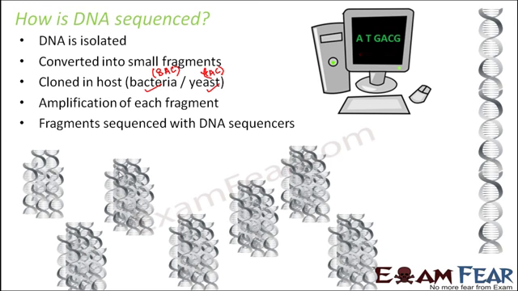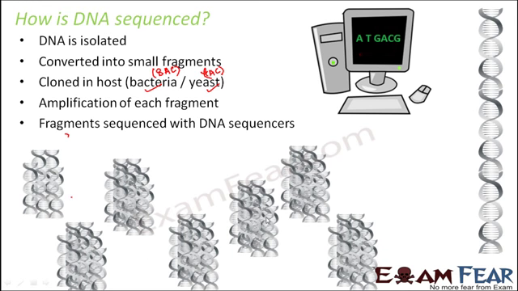A mixture of all these bases is prepared with some specific color for each base. Like if it is A, it has to be green. If it is G, it has to be pink. If it is T, it has to be red. That way one color is assigned to each of the bases, and then a mixture of these bases is prepared, and that is added to each of these fragments.